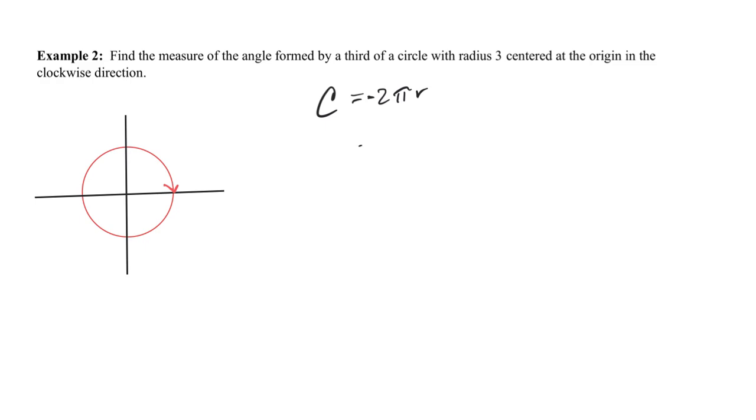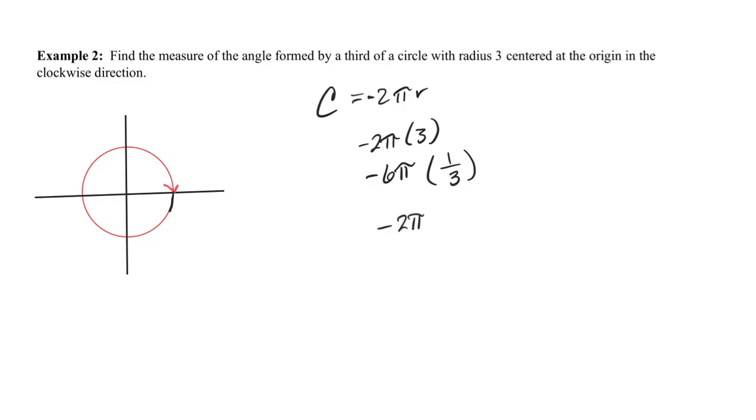So now we're going to do negative 2 pi times 3. That's going to give us negative 6 pi. That's the circumference of the whole circle. I want a third of that, right? So a third, that's going to give me negative 2 pi.